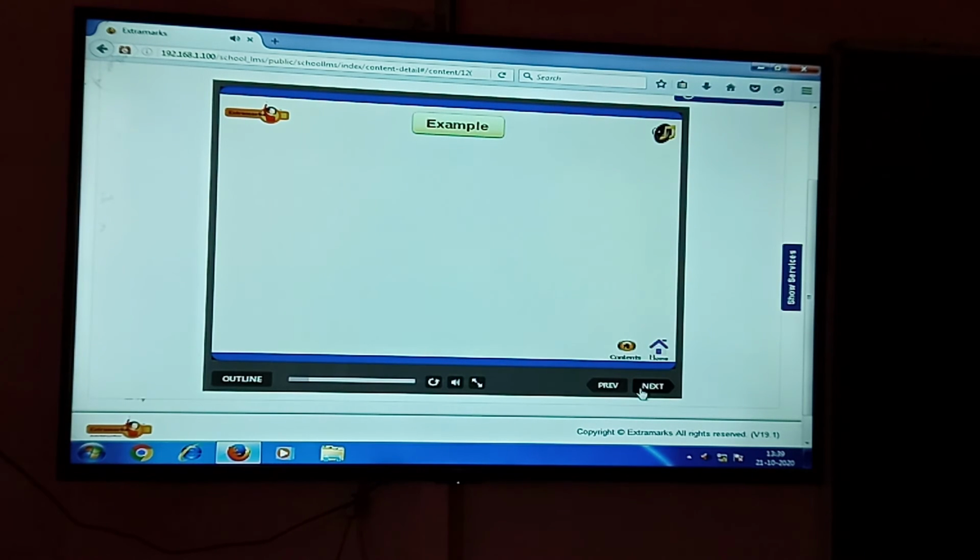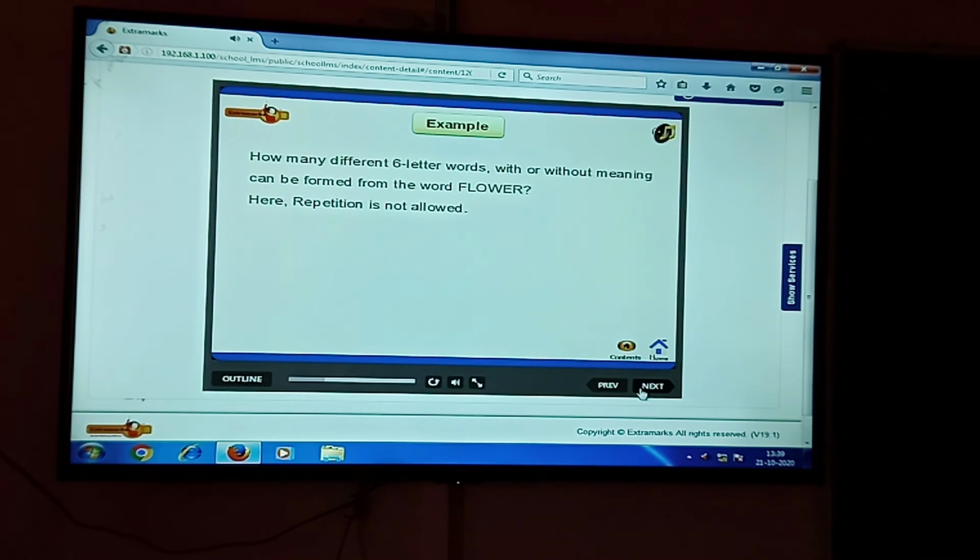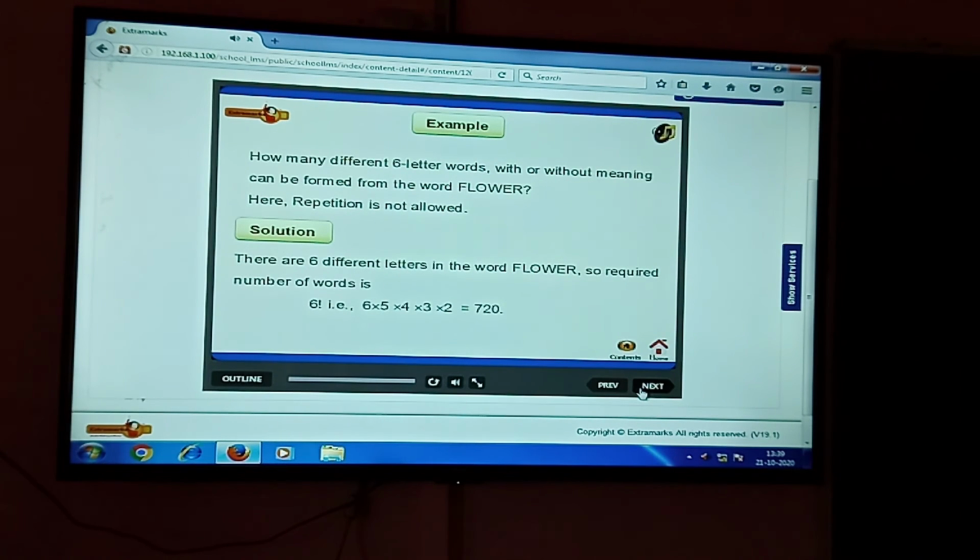Observe the following example. How many different 6-letter words with or without meaning can be formed from the word flower? Here, repetition is not allowed. Solution. There are 6 different letters in the word flower. So, required number of words is factorial 6, that is 720.